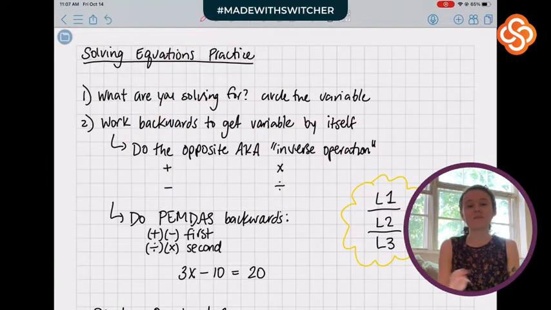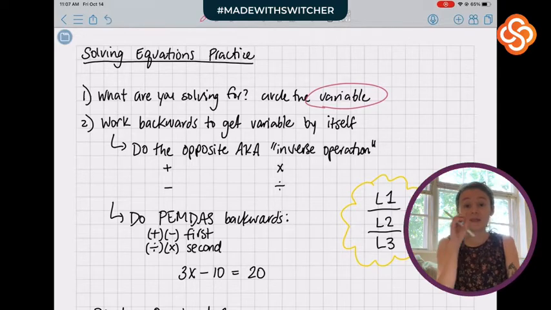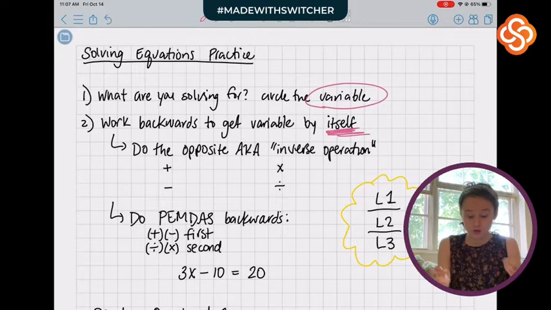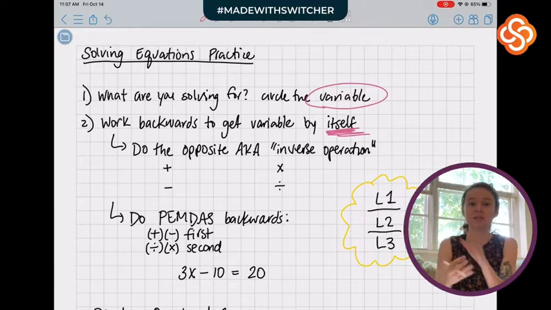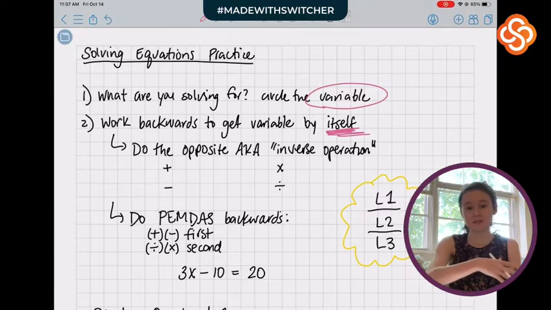The first thing you have to ask yourself is, what are you solving for? So find the variable, which y'all know is the letter in the equation, circle it so that you know that's what you want to get by itself. And then once you know what you need to get by itself, you have to basically delete everything around it, right? It says work backwards to get it by itself. So you have to do the opposite to delete something, right? Like let's say you just type something, you have to press backspace to make it delete.